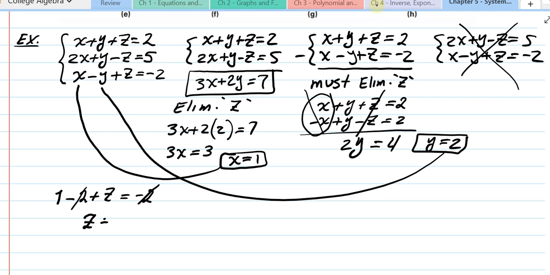And z is, move 1 to the other side, we get z is negative 1. See how easily we can solve it? Of course, that was an easy system too. Okay, now what does the solution look like?